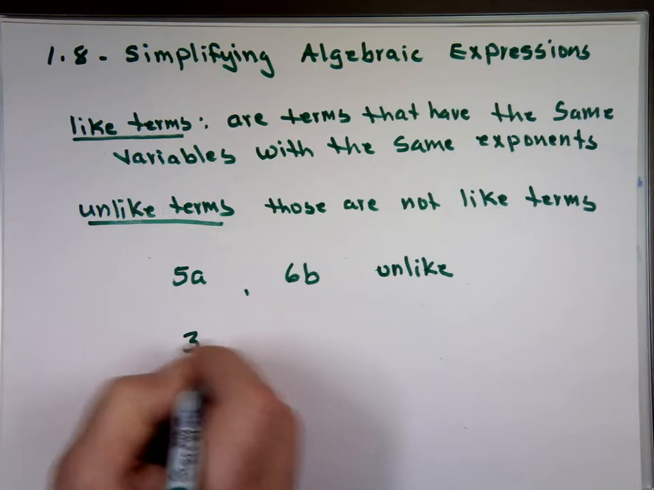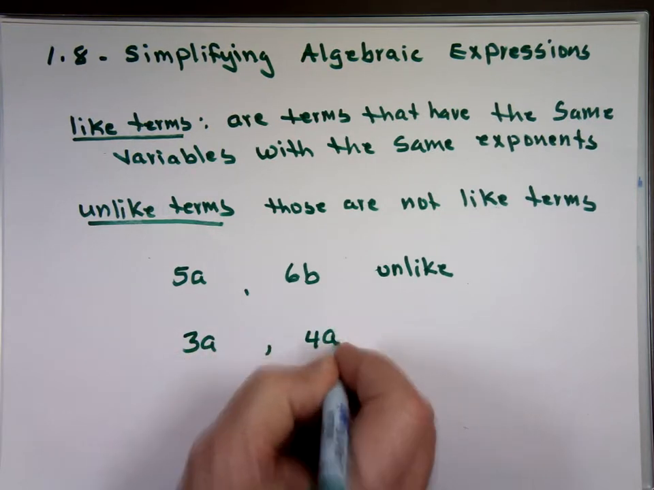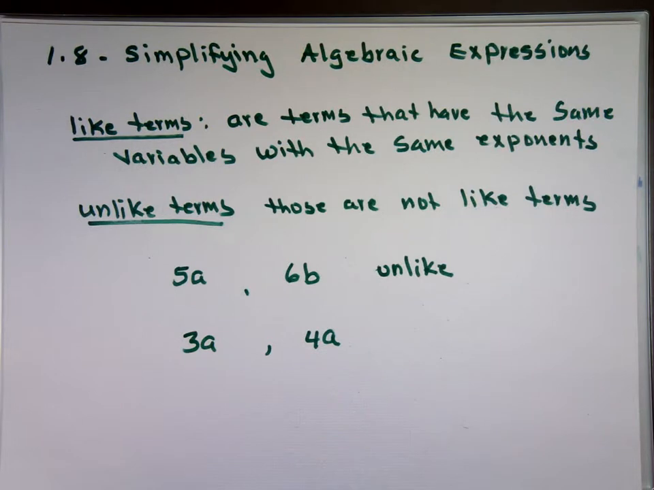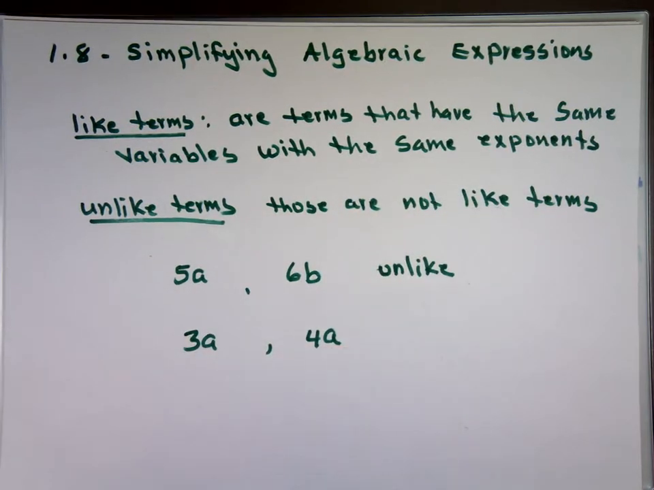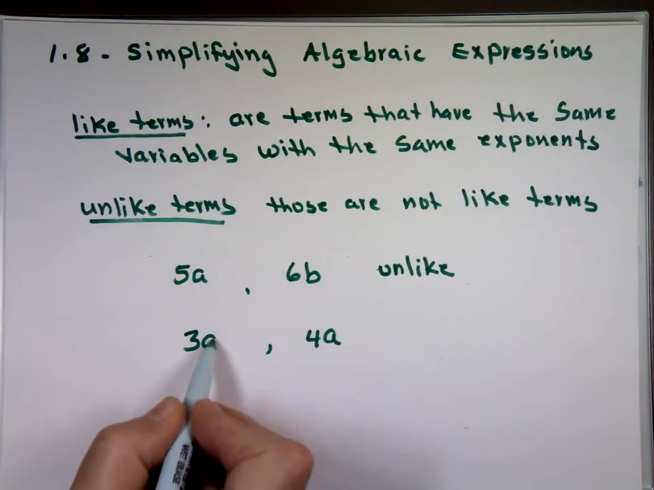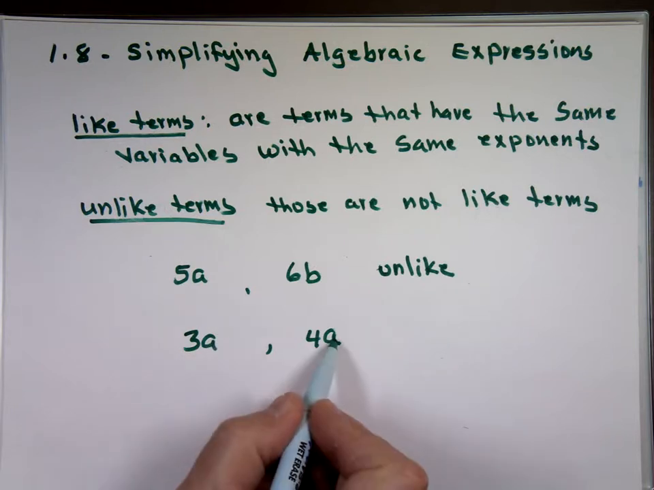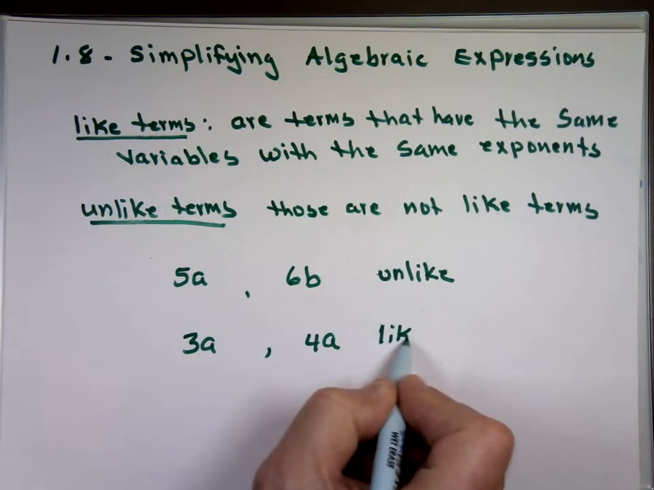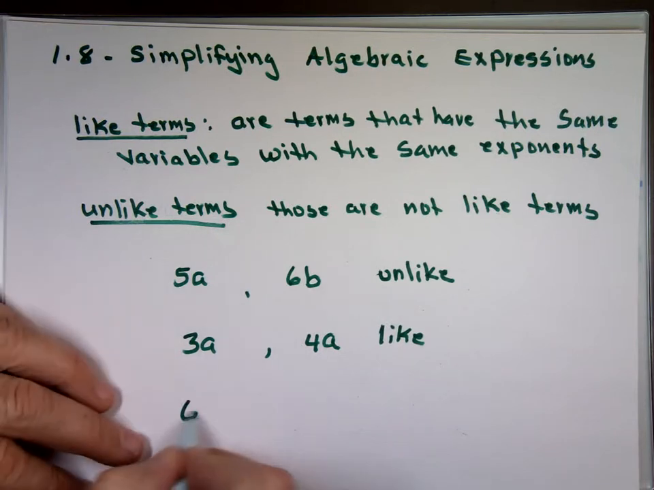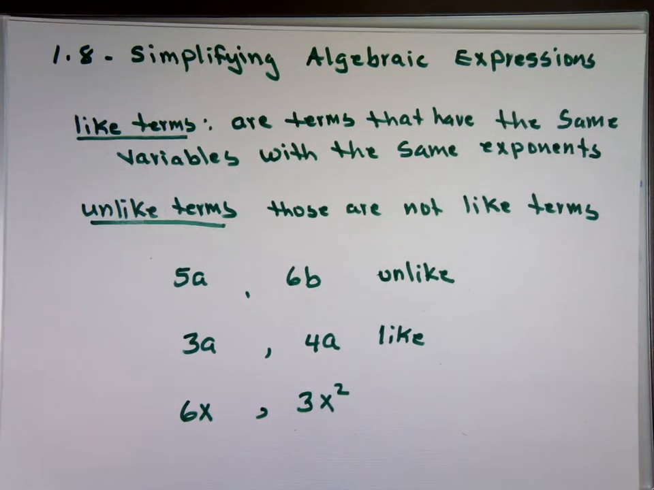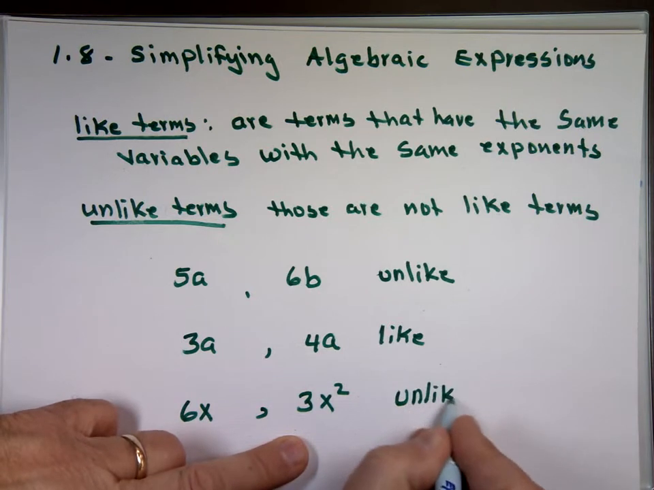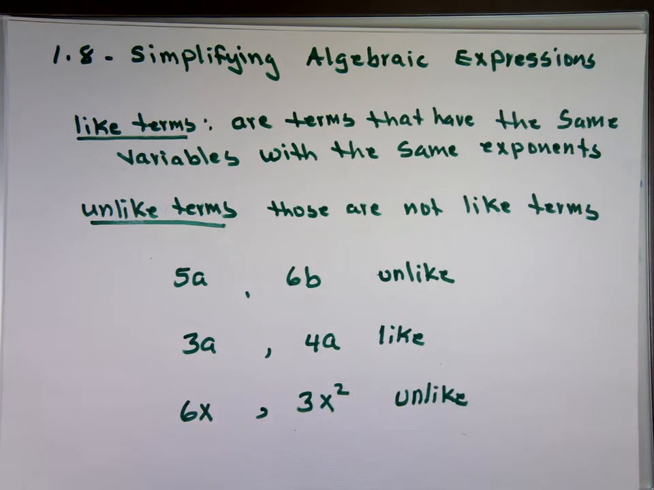3a and 4a, are they like terms? Yes. Do they have the same variable? Yes. Is the exponent the same for both a's? What's the exponent of a here? 1. What's the exponent of a here? 1. Those are like terms. 6x and 3x squared, are they like terms? No. They do have the same variable, but how come they're unlike terms? Exponents are different.